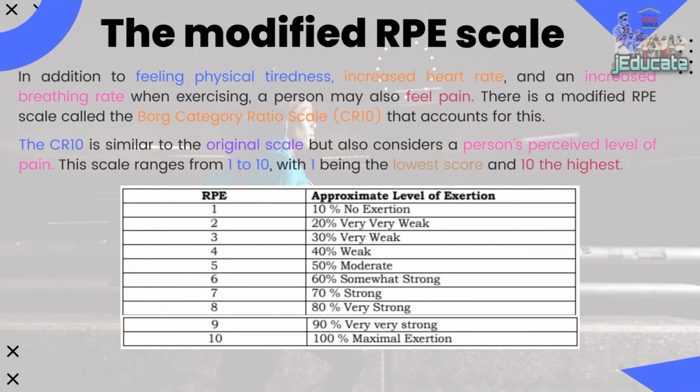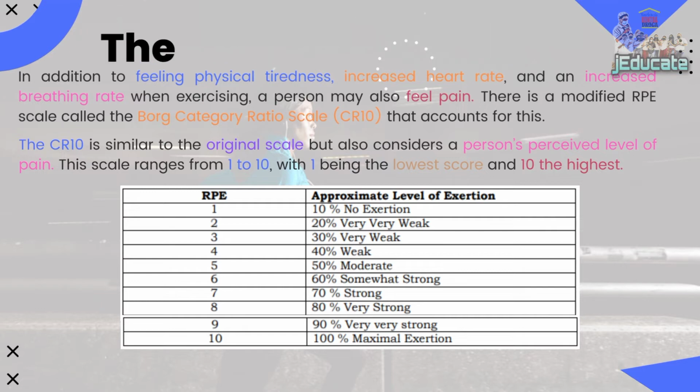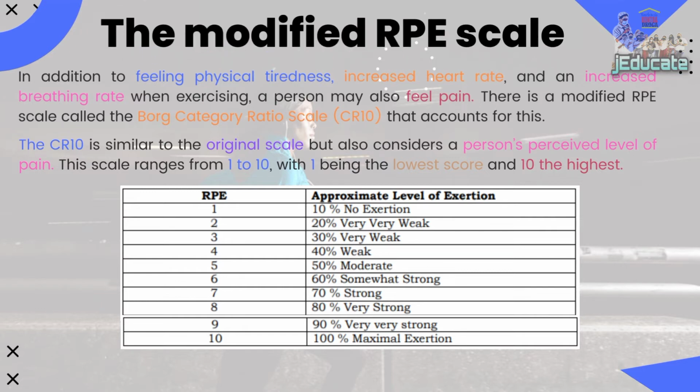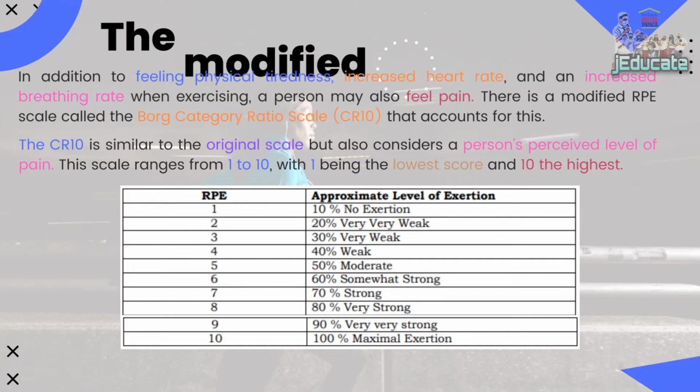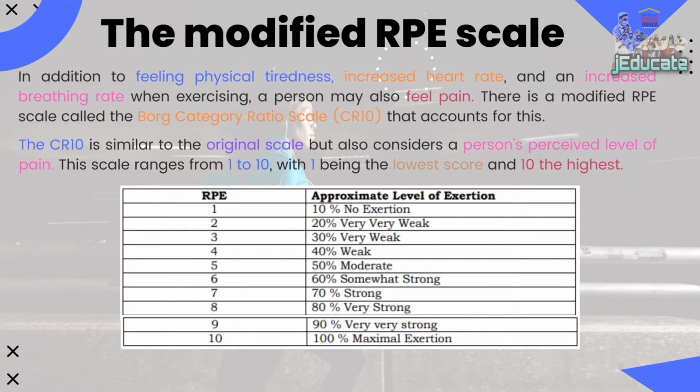The modified RPE scale. In addition to feeling physical tiredness, increased heart rate, and an increased breathing rate when exercising, a person may also feel pain. There is a modified RPE scale called the Borg Category Ratio Scale that accounts for this. The CR10 is similar to the original scale but also considers a person's perceived level of pain. This scale ranges from 1 to 10, with 1 being the lowest score and 10 the highest.